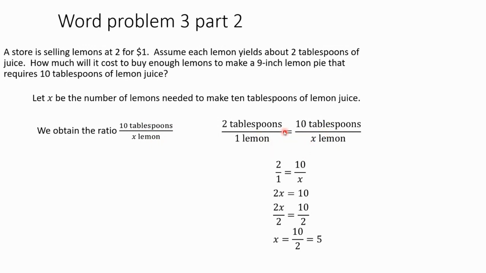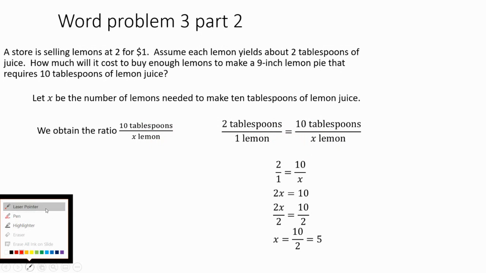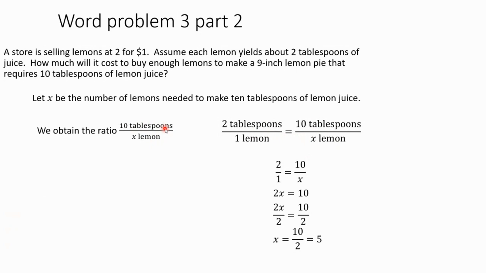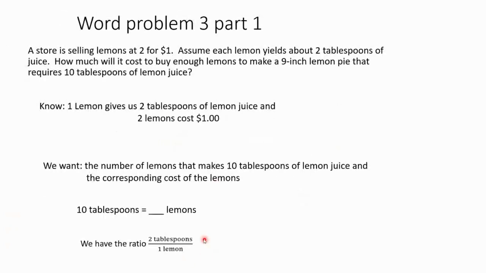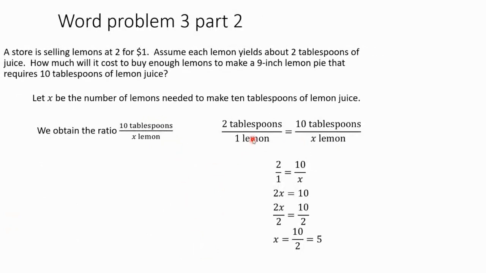That is, we set the ratios equal. The units are going to cancel just like before. Okay? And if you decided, let me just say this, with the ratios, if you had instead lemon over tablespoons, that's fine. You just have to make sure that for the ratios, the same units are in corresponding positions. So if you had lemon over tablespoons in one ratio, you would have to have lemon over tablespoons in the other one.